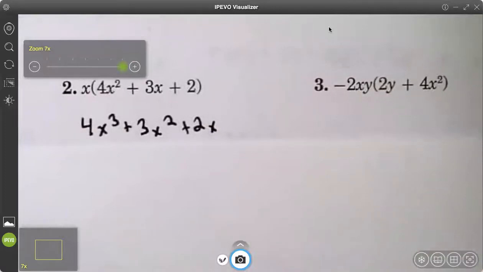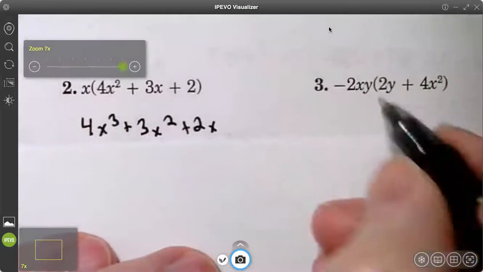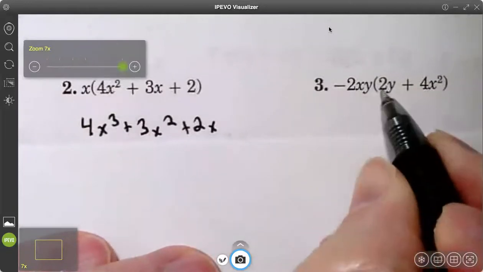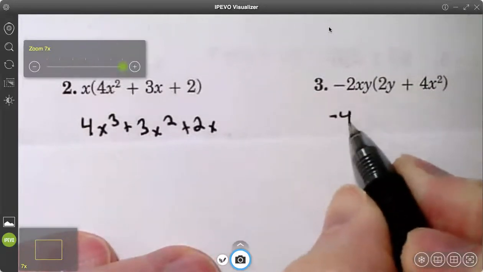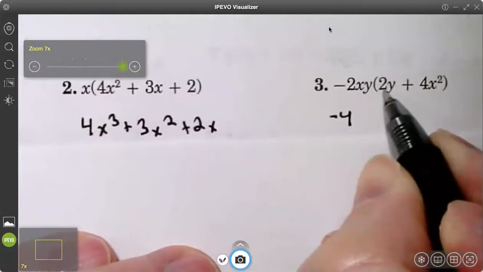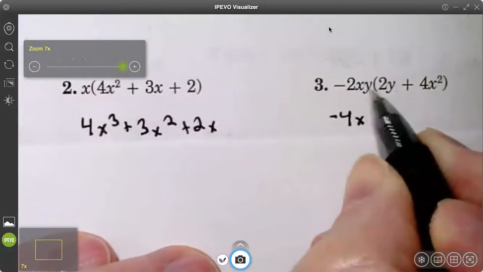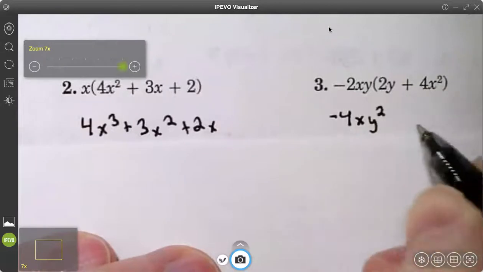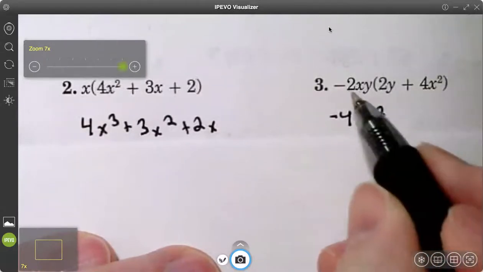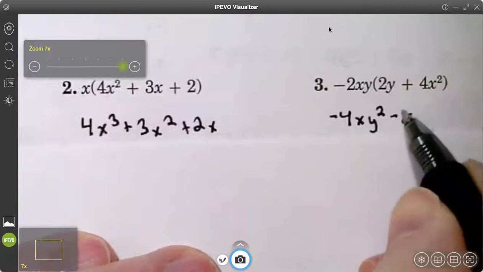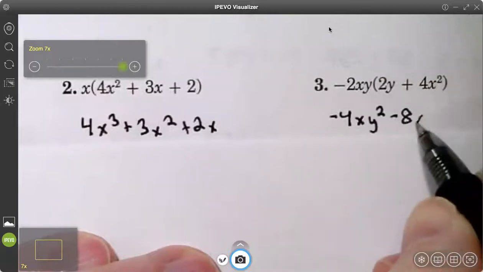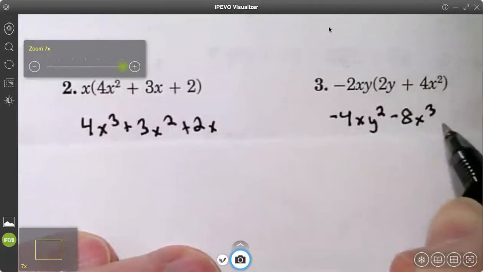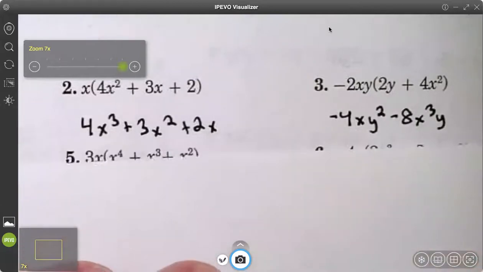Number 3. Okay, you can distribute left to right. Matter of fact, I'll do that just for simplicity. So negative 2 times 2 is negative 4. No x in this term, so it stays. Y times y is y squared. Now I'm going to distribute to the second term. Negative 2 times 4 is negative 8. X times x squared is x cubed. Don't have anything to multiply the y by.